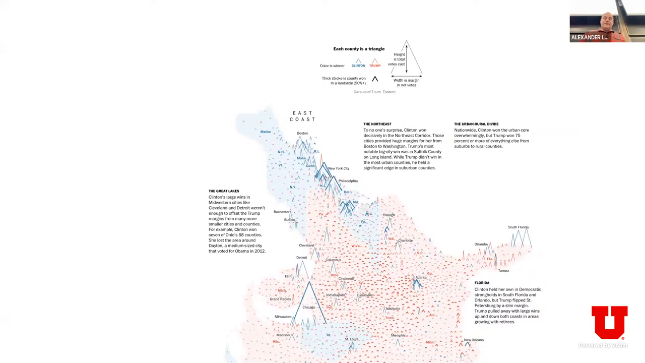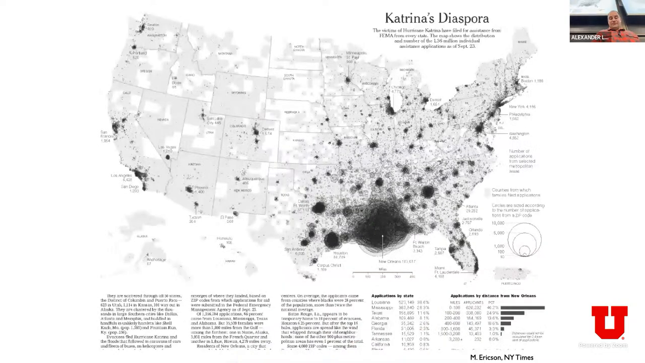And here's just another example of this. This is a little bit more complicated. These are glyphs. Here, the height of these triangles is the total votes cast, and the width is the margin in net votes, right? So you have these two parameters shown here. I think this is a little bit harder to parse, but maybe the day after an election, people will spend time decoding this and engaging with this.